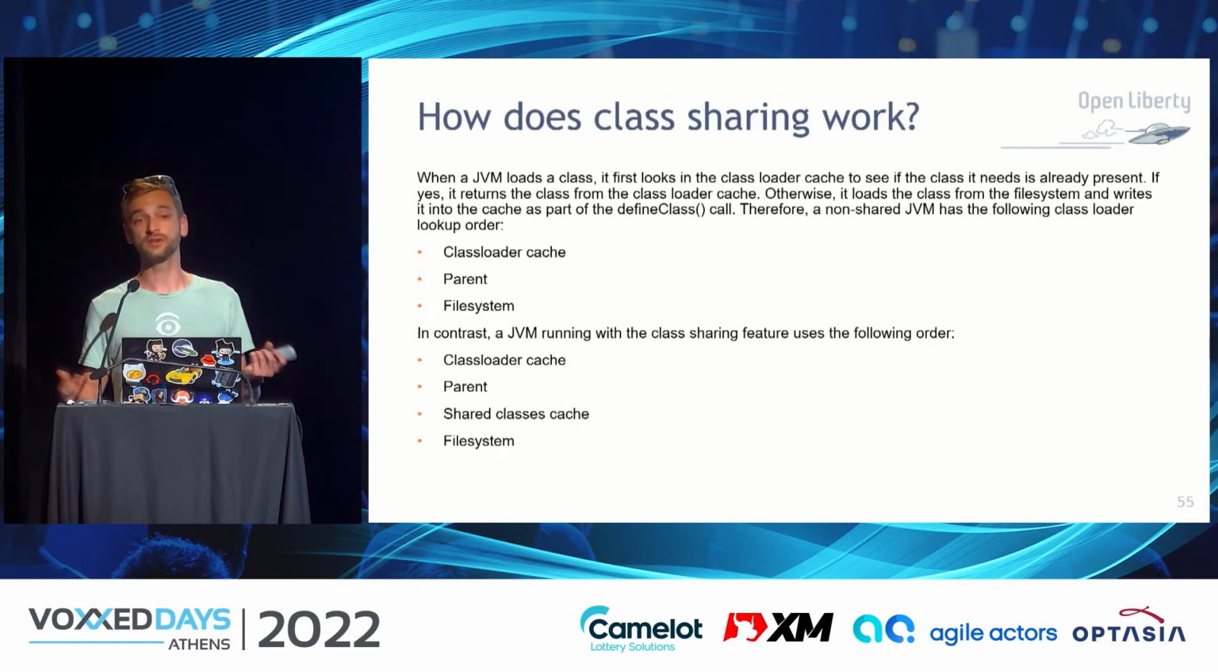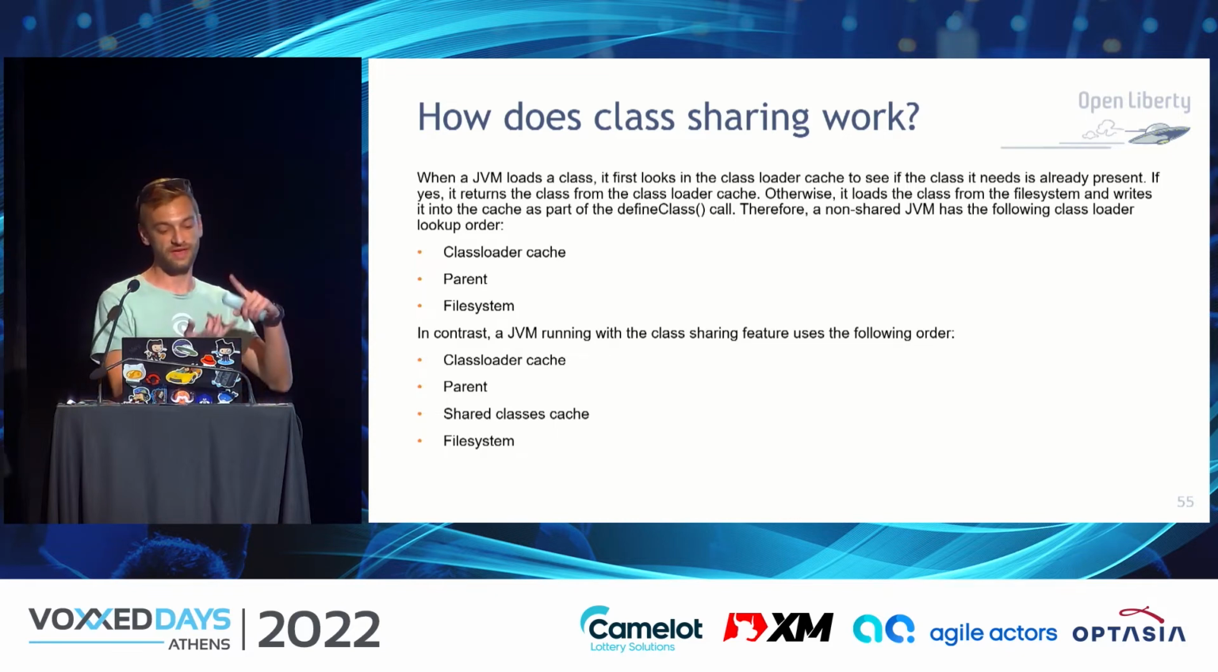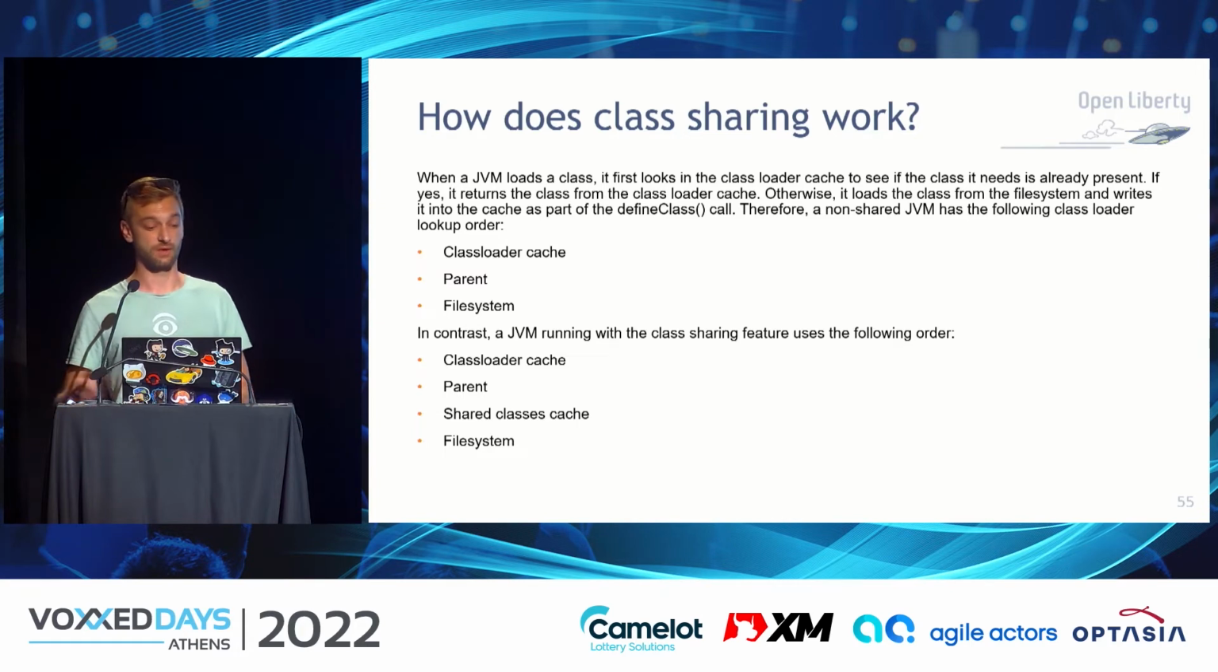So how does it work? Traditionally, a JVM will go to the class loader cache first, then the parent, and then the file system. In contrast, a JVM with class cache sharing will go to the class loader cache, the parent, then the shared classes cache, then the file system. Basically, all the classes you use on startup that you need immediately are in this shared class cache. So rather than going through the whole file system to find those classes, they're in this shared class cache, which makes starting up very, very quickly.